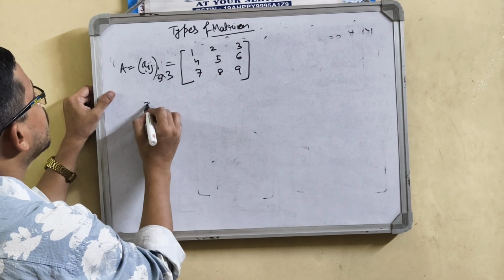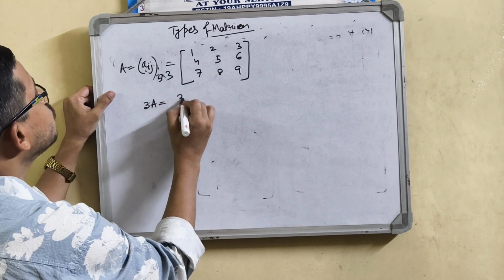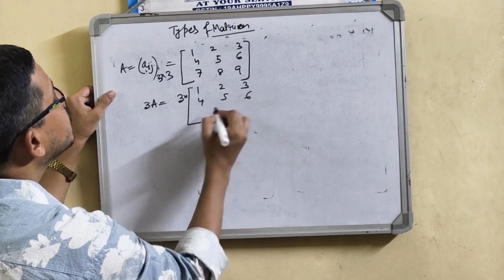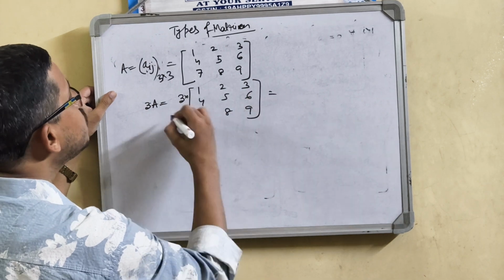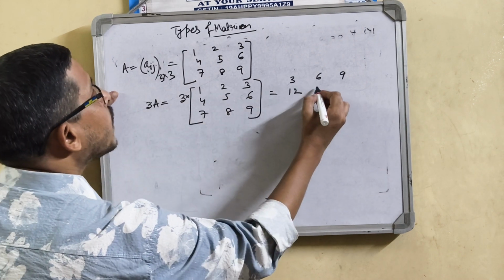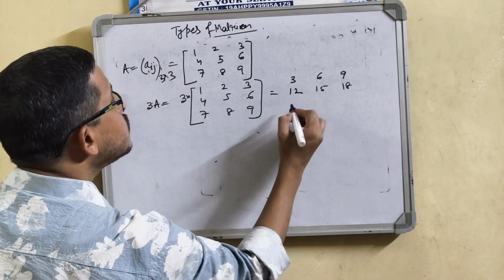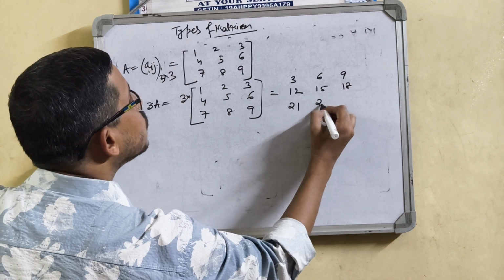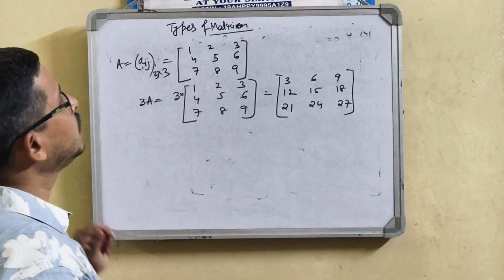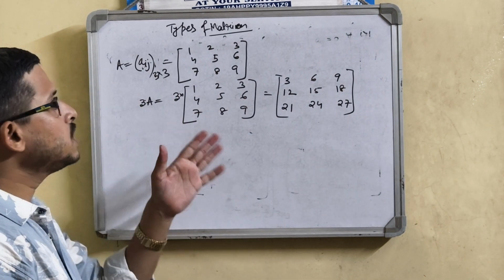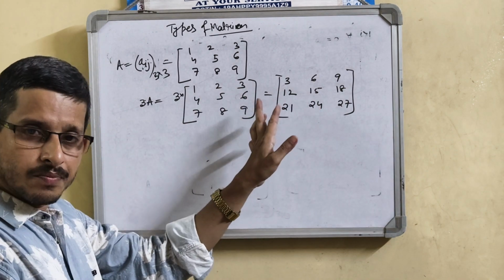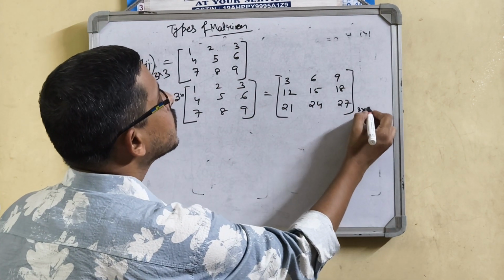Then if we multiply the matrix with 3, we have to multiply 3 with 1, 2, 3, 4, 5, 6 and 7, 8, 9. Then 3 ones are 3, 3 twos are 6, 3 threes are 9, 3 fours are 12, 3 fives are 15, 18, and 3 sevens are 21, 3 eights are 24, 3 nines are 27. This will be the result. If we multiply any matrix with any scalar number, then that scalar number should multiply all the members of that matrix. This is 3 by 3.